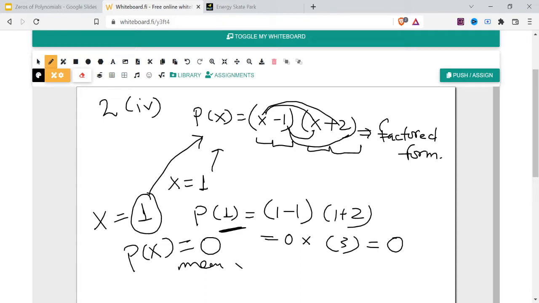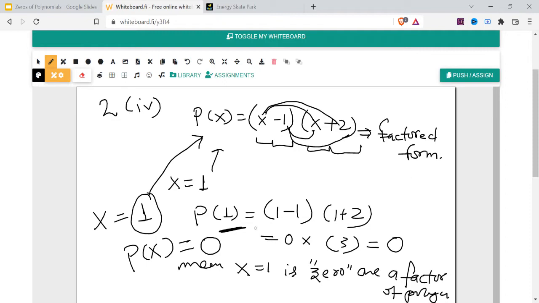Means x equals 1 is a zero or a factor of the polynomial. So in previous classes you must have read about this. The factored value of x makes the polynomial turn into 0. That's why I picked this question. So even if you have to find the zeros of a polynomial, you can do it by a factorization method. Find the factors, you will get the values of x, and those values of x are the zeros of the polynomial.